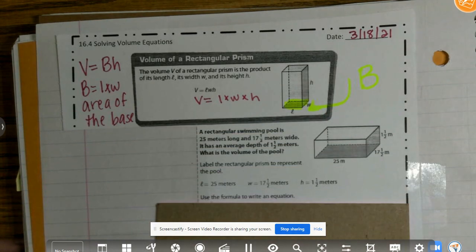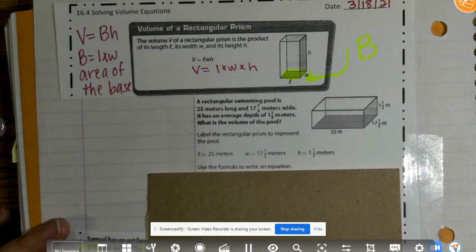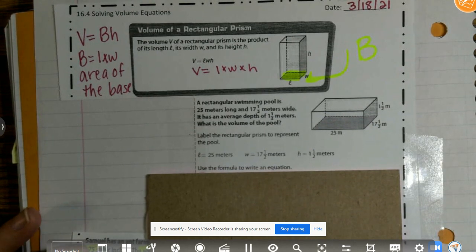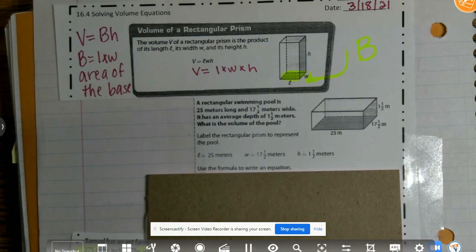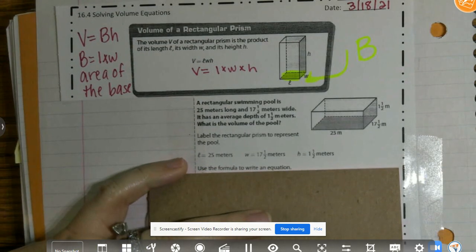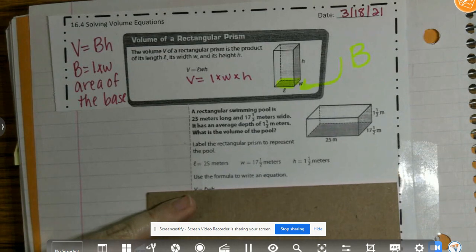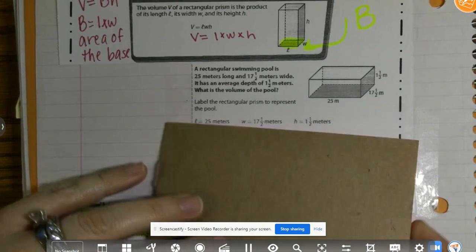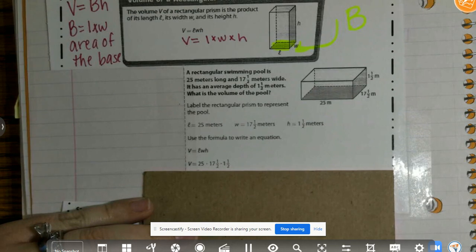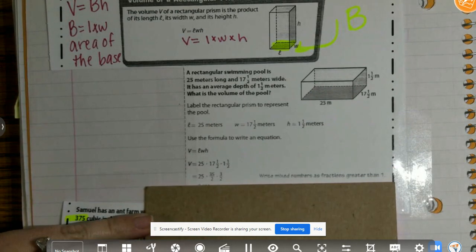All right, so here we have our question. The rectangular swimming pool is 25 meters long, 17.5 meters wide, and on average 1.5 meters deep. What is the volume of the pool? Again, you write down your formula just like we've been doing. You plug in what you know. So they plugged in what they knew, and then they started solving.